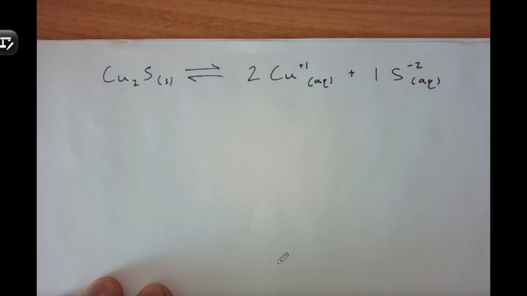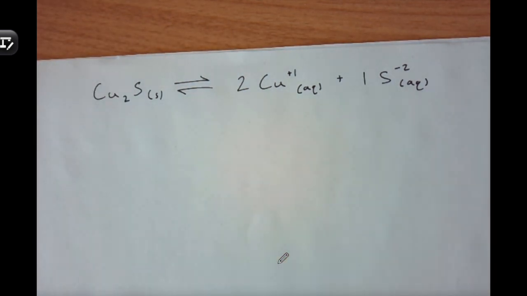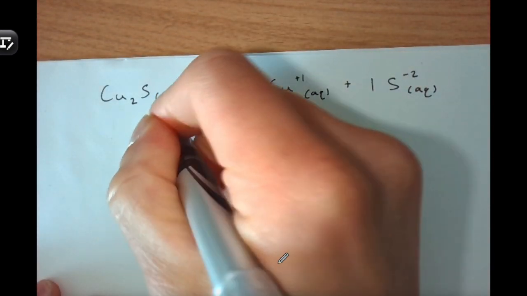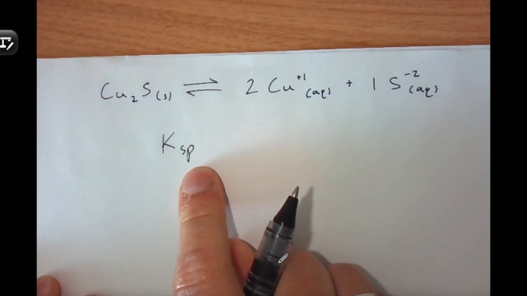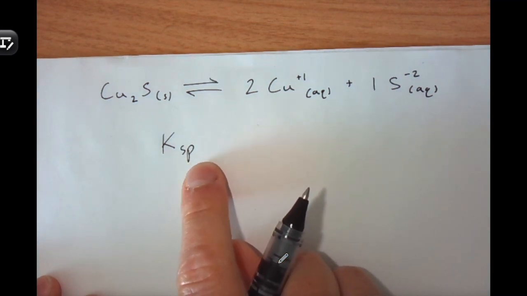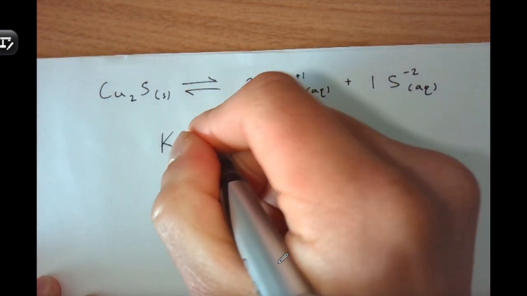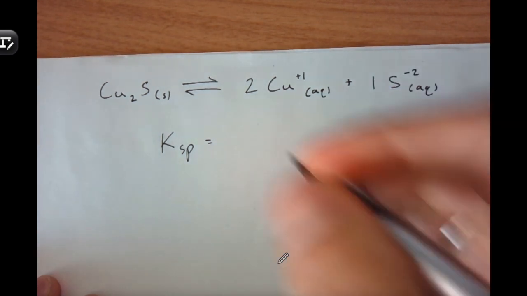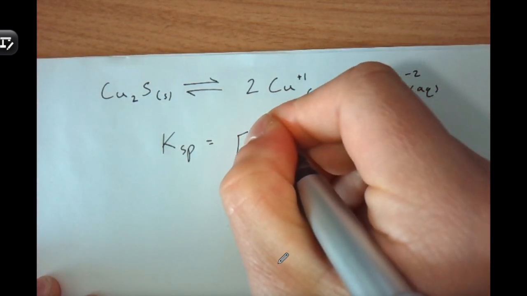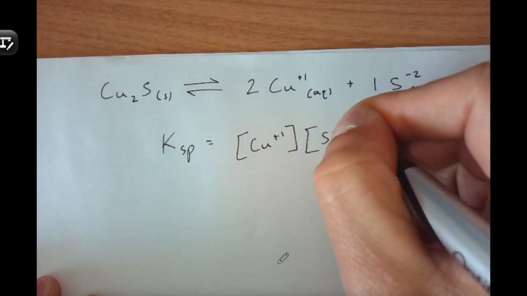Great. So the problem asks us to write this equation, my balanced equation, and to find K, it's the same as we've done before. K is now Ksp. Sp is for solubility product. Solubility means dissolved products. Here are my dissolved products, aqueous. It's equal to products over reactants. Now, our products are Cu plus 1 and S -2.